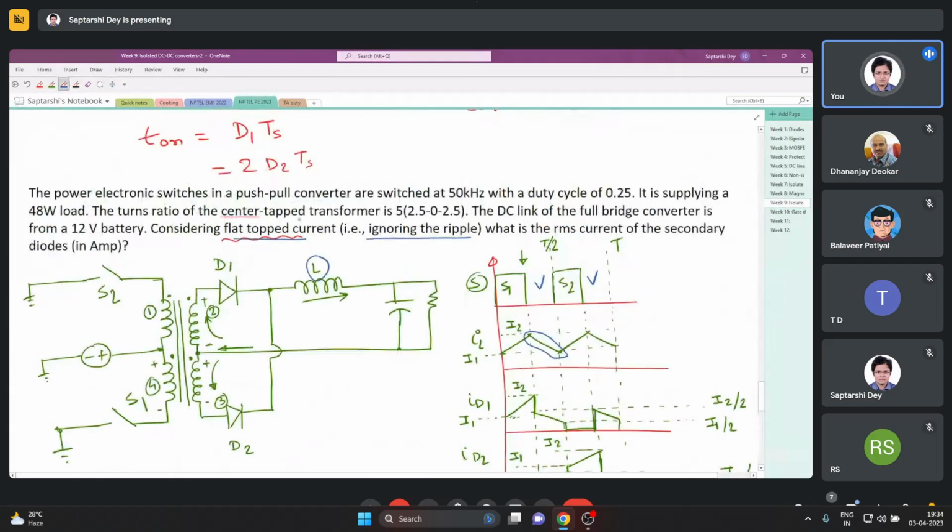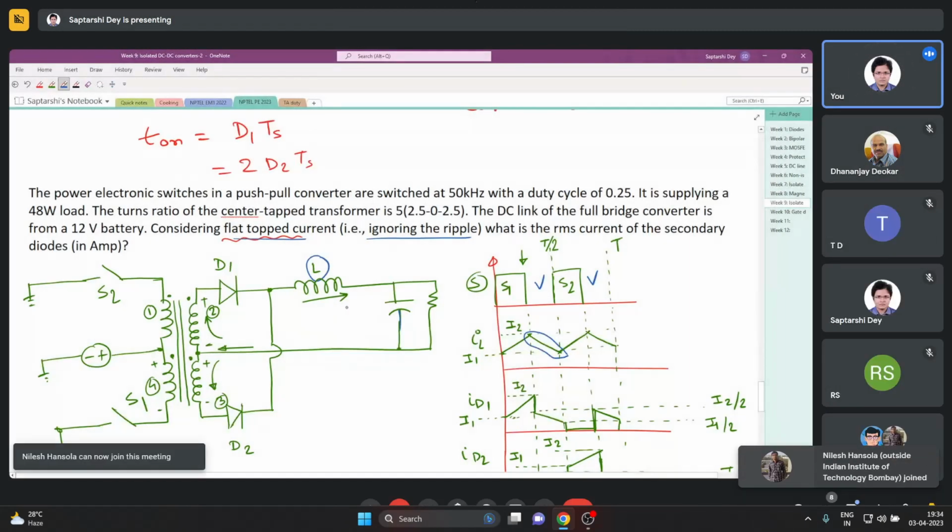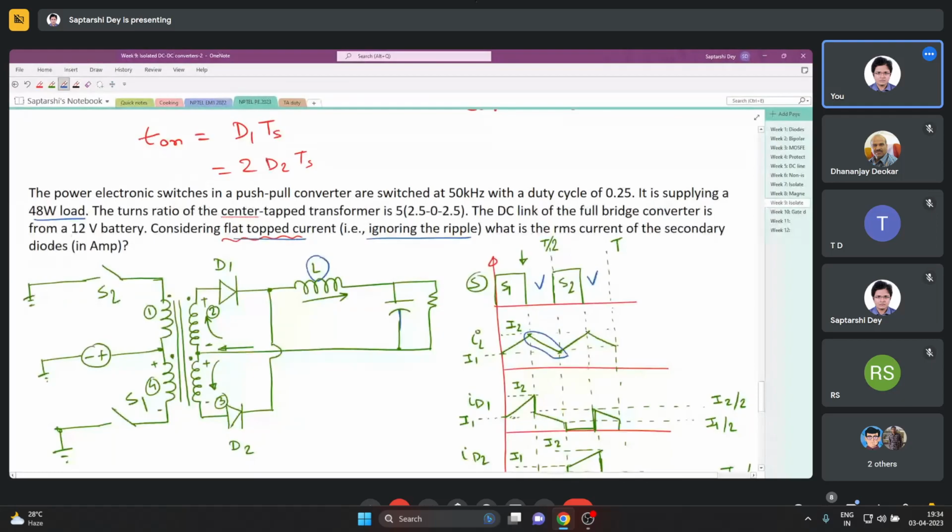You see, this is a buck converter. After the inductor, only the capacitor is there, and the average current of a capacitor is 0. So whatever the load current, that much is the inductor current, right? So if the inductor is carrying a flat topped current, that must be the load current. So what is the load current? 48 watt load.